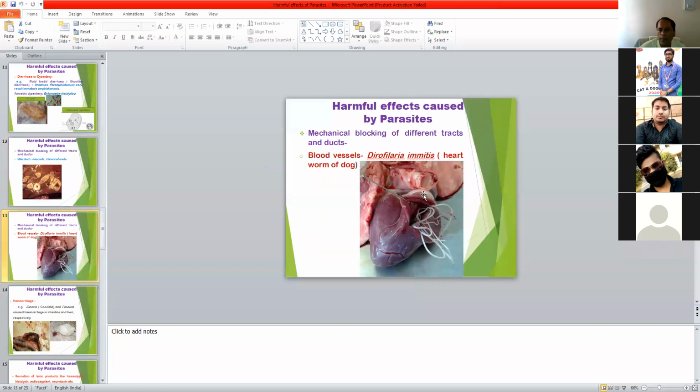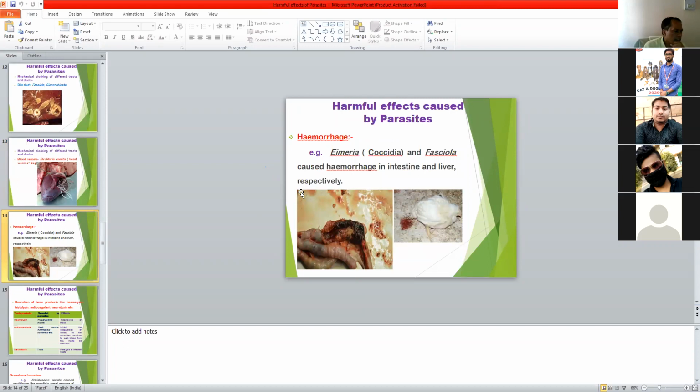Then Dirofilaria immitis, commonly known as heartworm, is found in the right ventricle and pulmonary artery of the infected dog. This is the creamy colored Dirofilaria immitis. This is a roundworm. This leads to hindrance in the function of the heart and leads to congestive heart failure in the infected dogs.